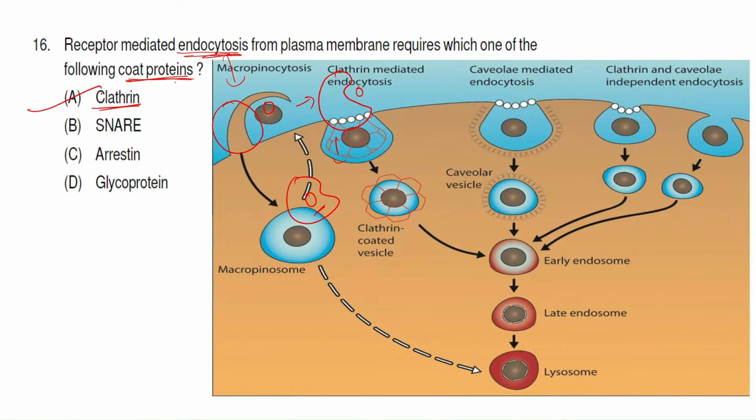Here are different types of endocytosis. I have given a diagram over here. Here you can see this is clathrin-mediated endocytosis. Number 2, this one is clathrin-mediated endocytosis. Here the clathrin proteins are present around the vesicles.